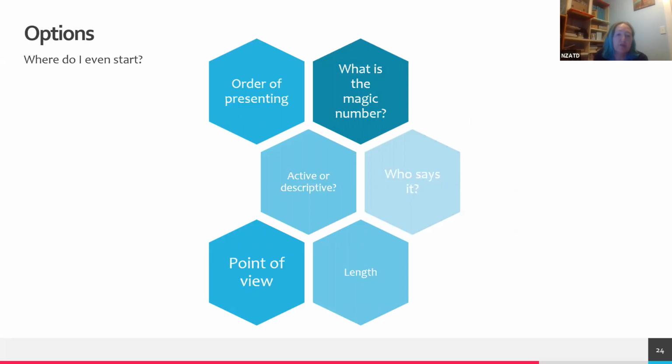Do I make them active or descriptive? Which character is saying it? What do I know about them? Which point of view do I use? Do I use a third person, second person? How long are my options?